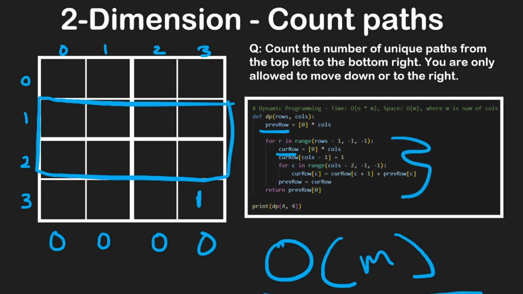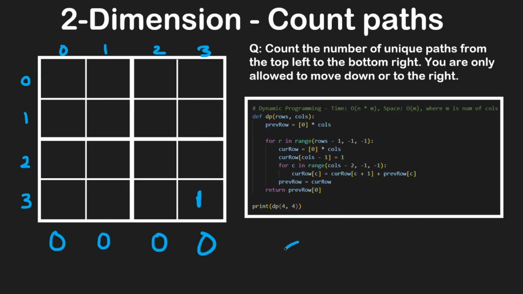Clearly, the time complexity, we are having to still iterate through the entire grid. So the time complexity is still going to be n times m.